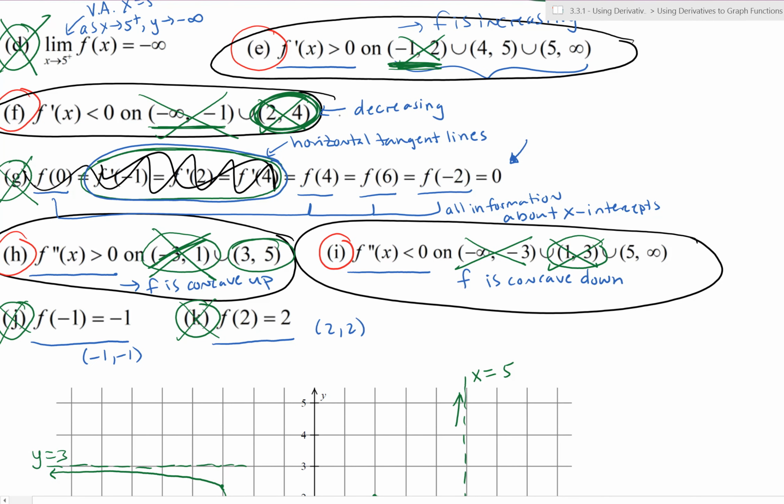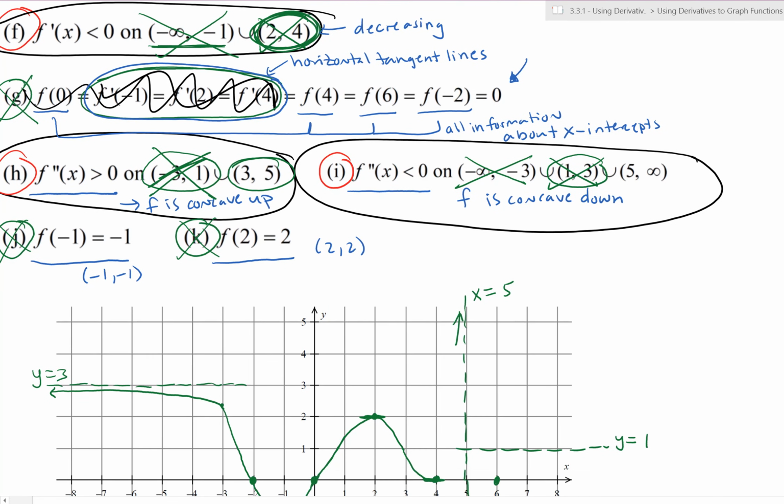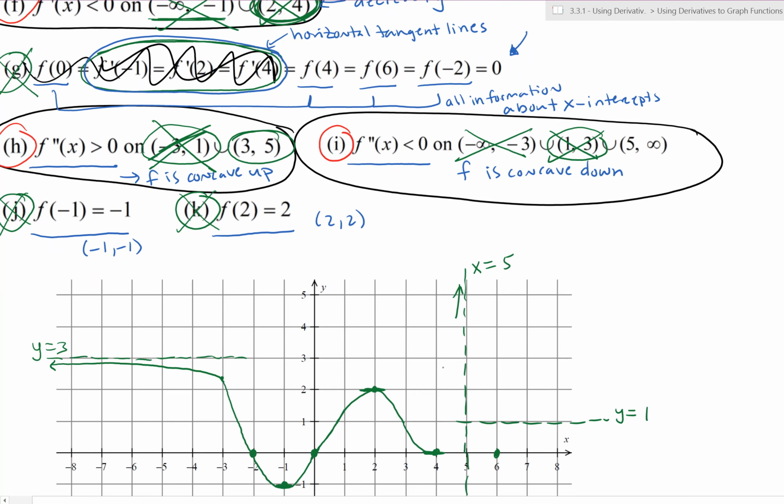I then increase from 4 to 5, and I'm going to be concave up still there. And we know at x equal to 5, as we approach 5 from the left, the function has to go to infinity because there's that vertical asymptotic behavior, and thus my graph is going to look something like that, concave up and increasing there.